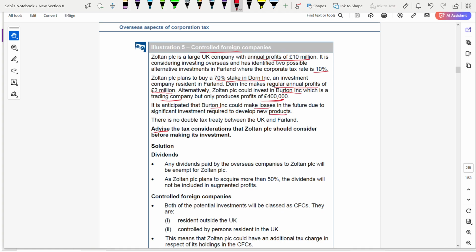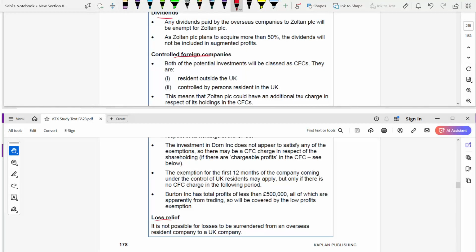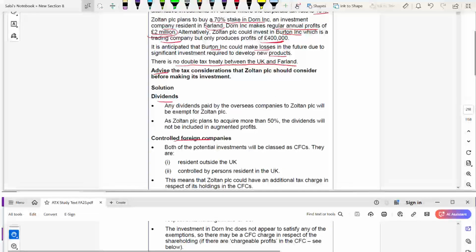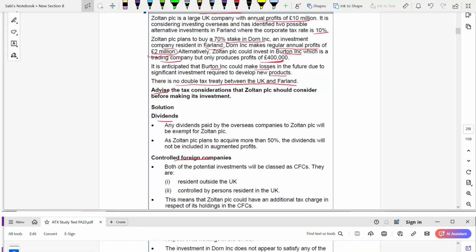There is no double tax treaty between UK and Farland. Farland is this one, the one which is making the 2 million annual profit. So now, first is dividend, next is CFC, then is the loss relief. So first we'll finish off with the dividend. That is the easiest. Always start with the easiest. It is highly recommended, and in your exam it is time saving also.